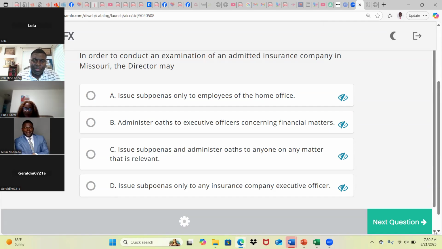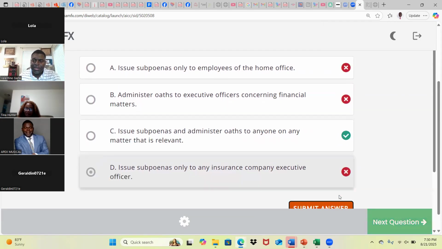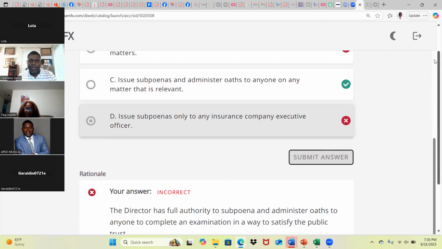I'm thinking D, because of responsibility and all of that. But B is also a possibility, though D is more likely. Okay, let's go with D. Oops, it says the answer is C. Must be C.